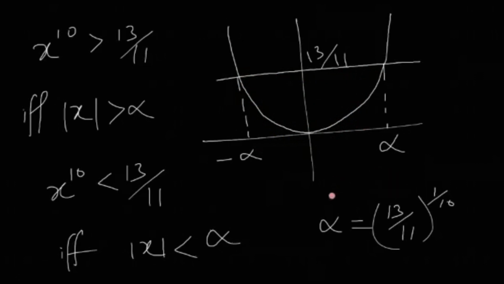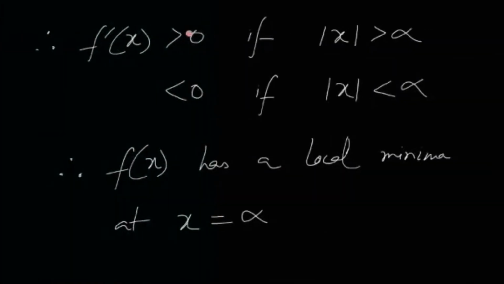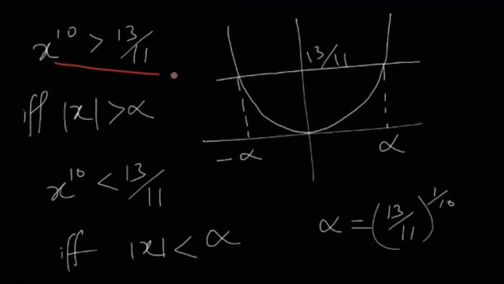Now obviously alpha is nothing but (13/11) to the power 1/10, but we can't solve it without the help of a calculator. This quantity is quite crude to deal with, so that's why we are using alpha here. So this boils down to f'(x), the derivative, being positive if mod x is greater than alpha and negative if mod x is less than alpha, right? Just replacing this thing with mod x less than alpha.